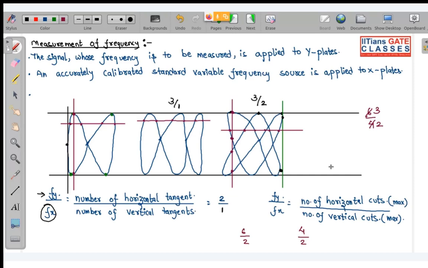Have you guys practiced questions about CRO? So are we able to solve the questions or not?